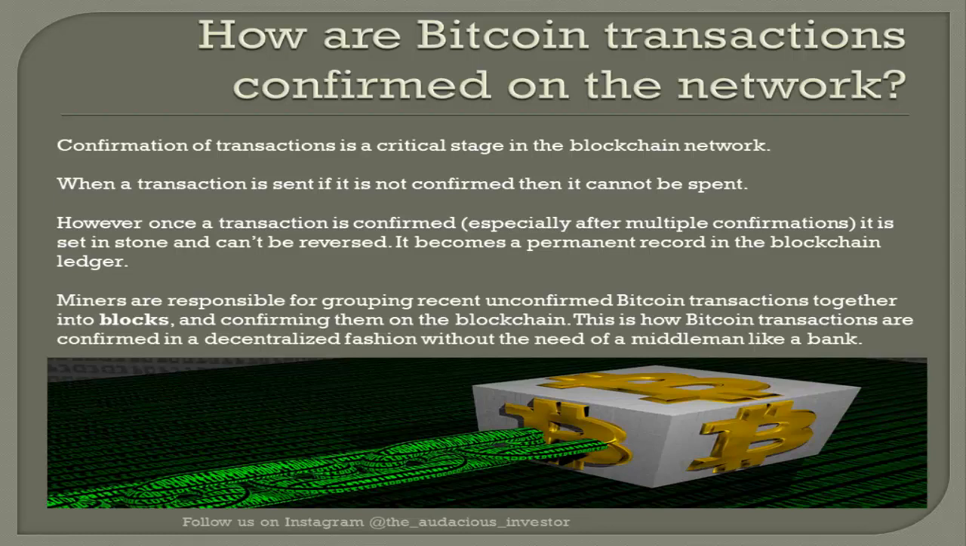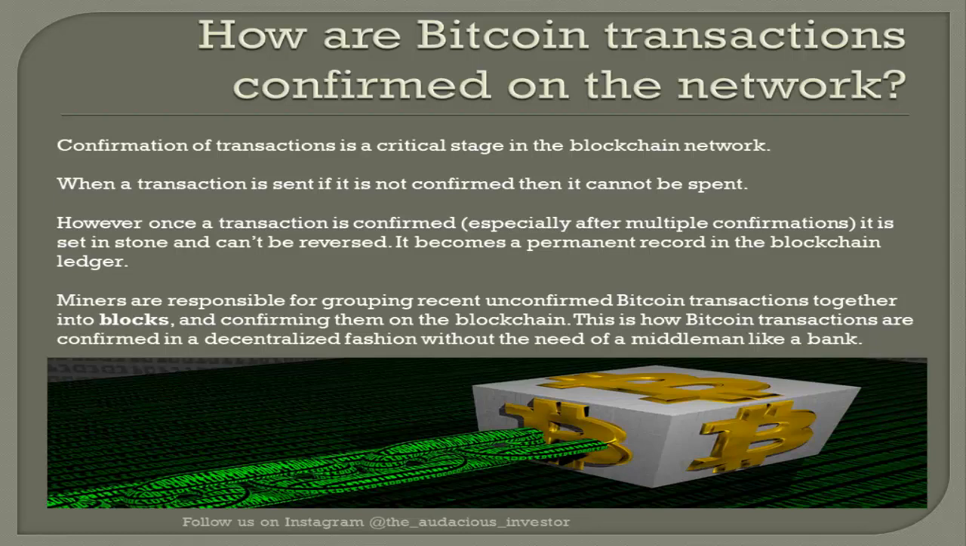Miners are responsible for grouping recent unconfirmed Bitcoin transactions together into blocks and confirming them on the blockchain. So if you want to know how a transaction is confirmed, they are confirmed by what we call miners. We're going to go more into what miners actually do and how they do their job, but for now this is for you to understand. It's miners who take these recent unconfirmed Bitcoin transactions, put them into blocks, and then confirm them on the blockchain.